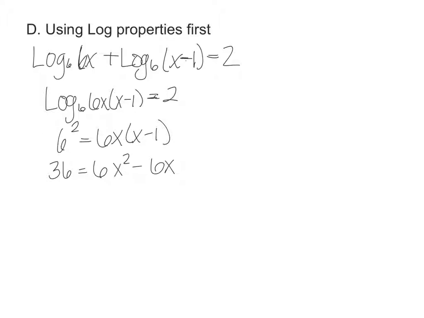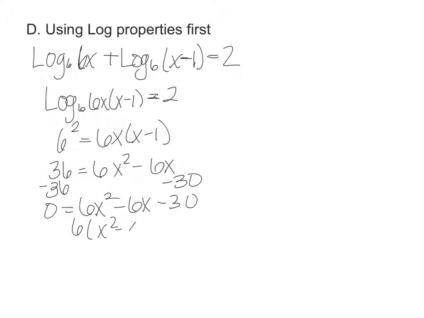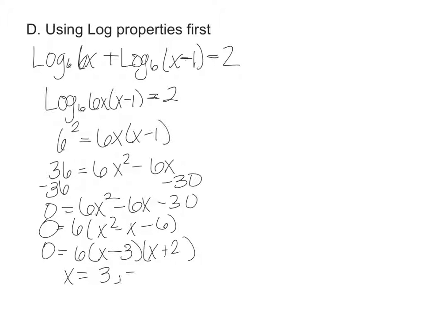Now remember, whenever we have an x squared and an x in the same equation, our first resource is factoring, and our last resource is quadratic formula, completing the square. So we have to subtract the 36 to make it equal to 0. So 0 equals 6x squared minus 6x minus 30. We can factor out a 6, x squared minus x minus 6. And 0 equals 6 times x minus 3, x plus 2. So x has two answers, 3 and negative 2.